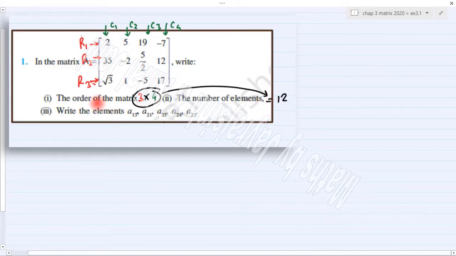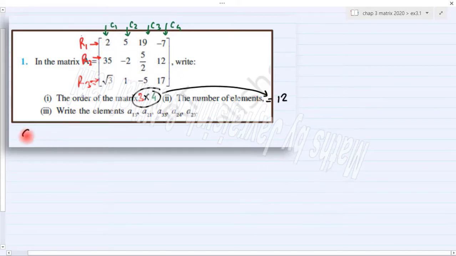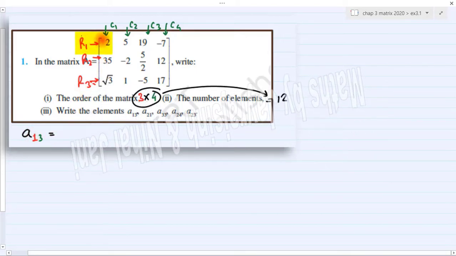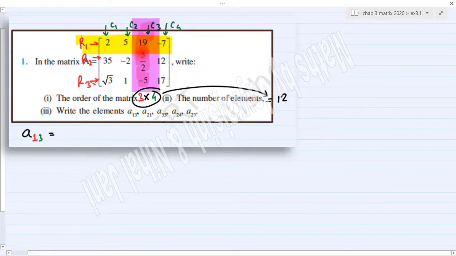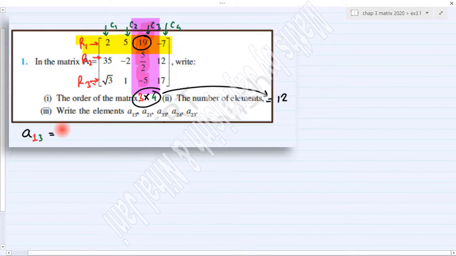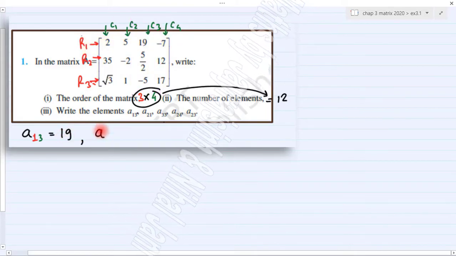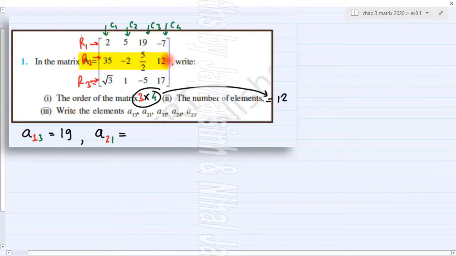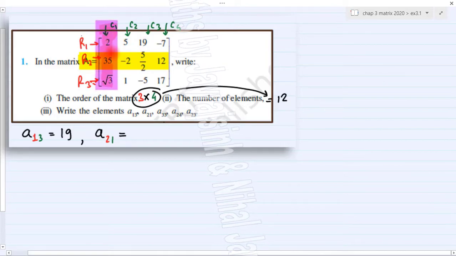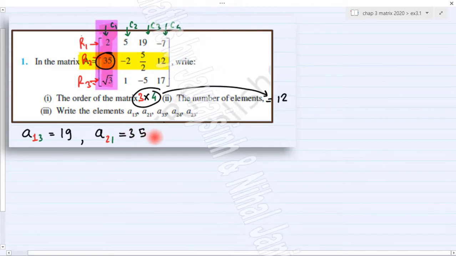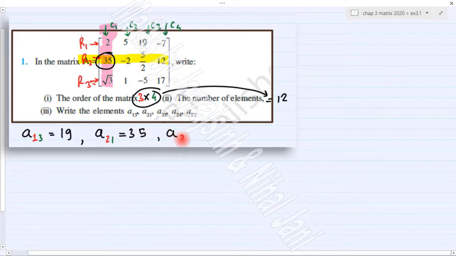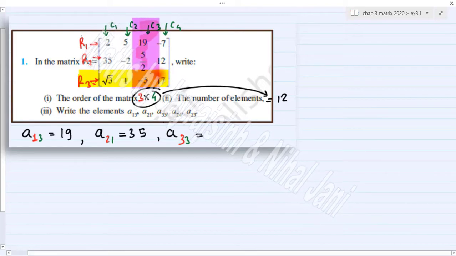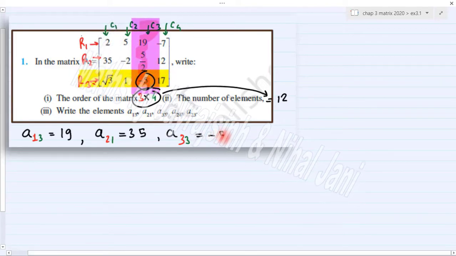Okay. Now we have to find the following elements. Your first element is A13. That means it is in first row and third column, which is 19. Then your next element is A21, which will be in second row and first column. So we will get 35. Next one, A33. A33 will be in third row, third column. So it must be -5.